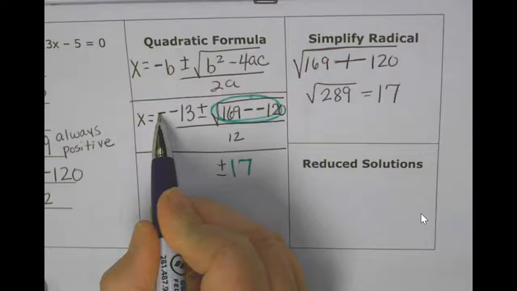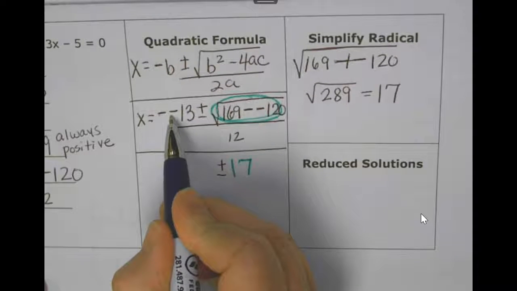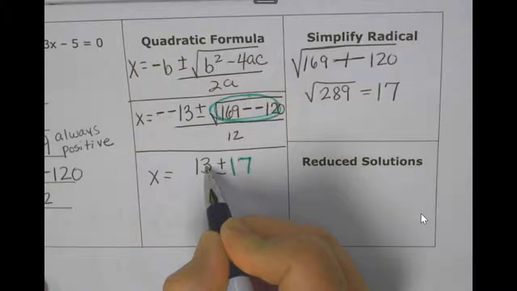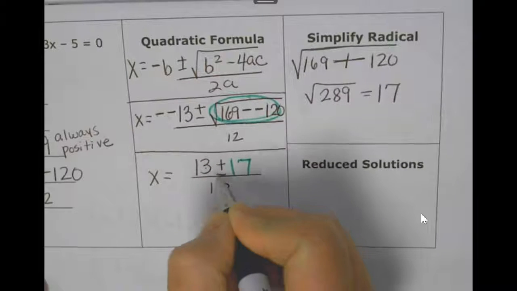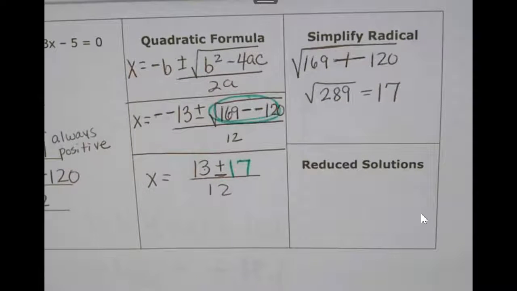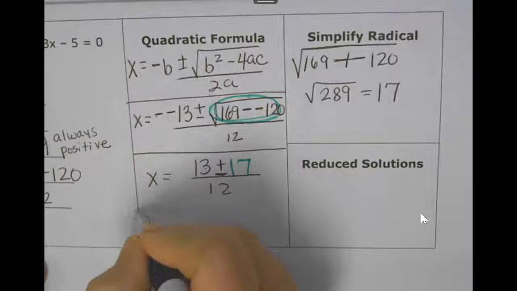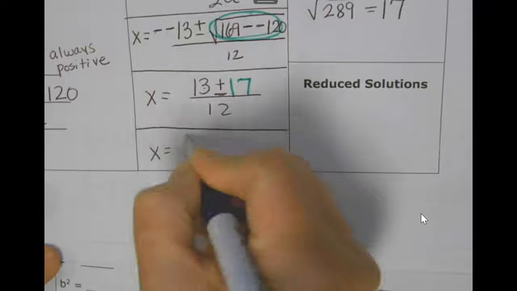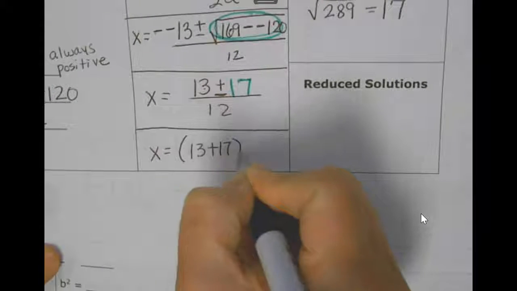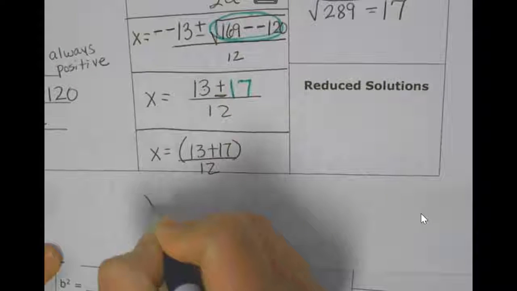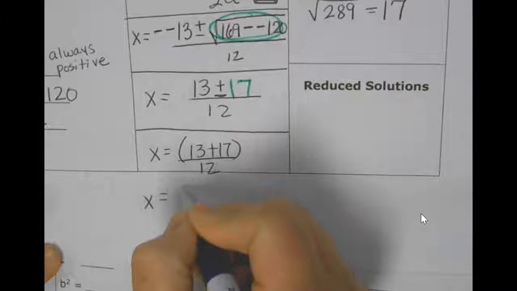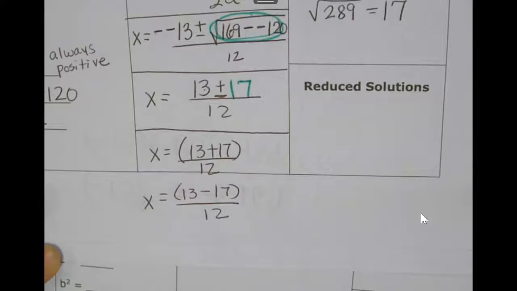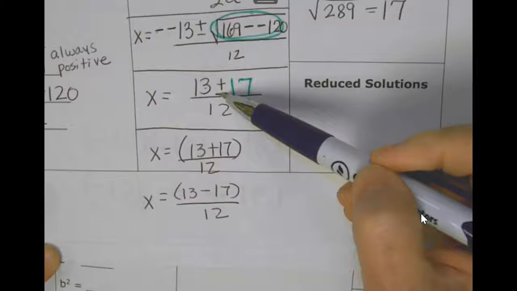This is minus from the formula. This is minus 13 from the b. Minus a minus makes a positive 13. And it's still divided by the 12. That is hiding two answers from you. The first answer is 13 plus 17 divided by 12, and the second answer is 13 minus 17 divided by 12. That's the meaning of plus and minus.